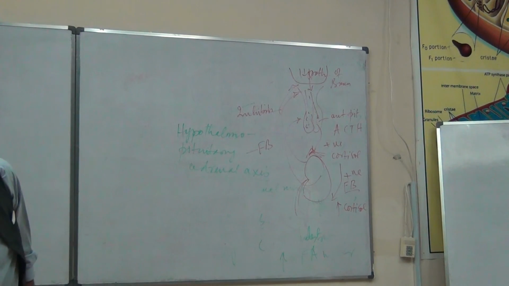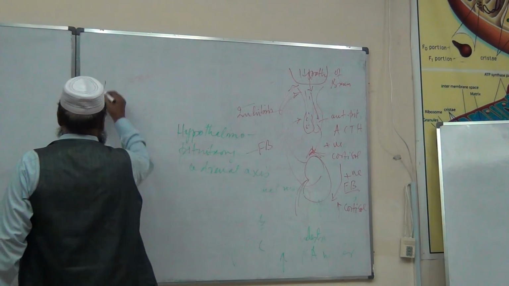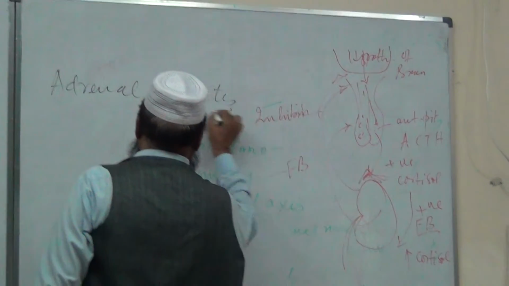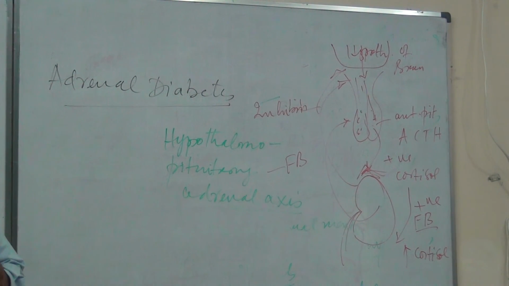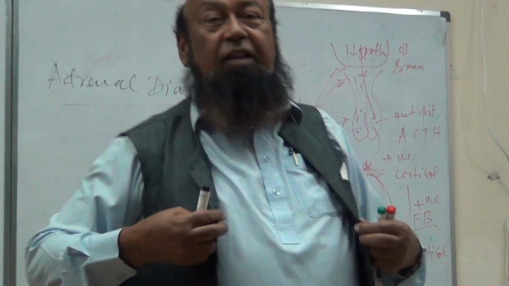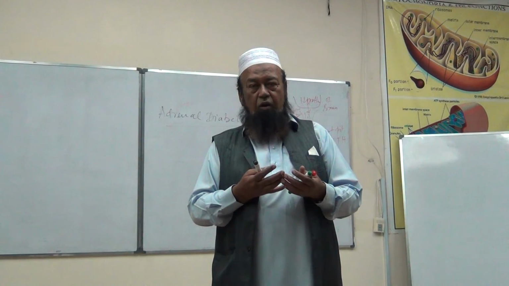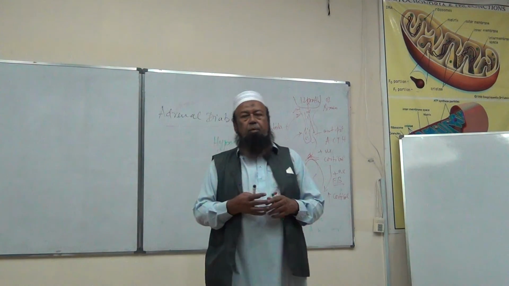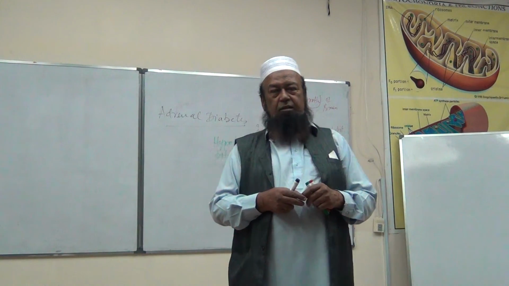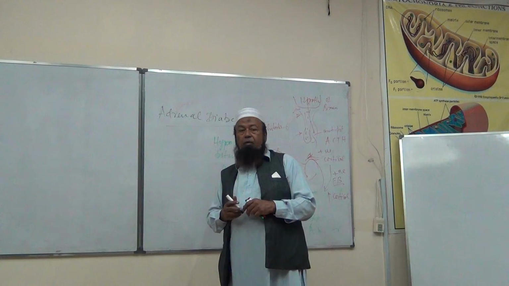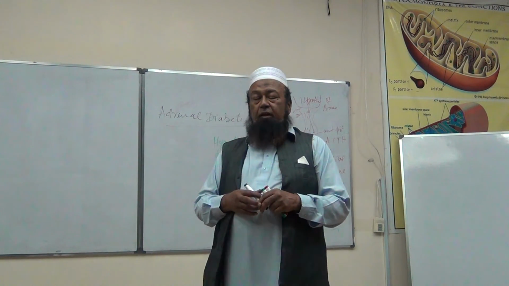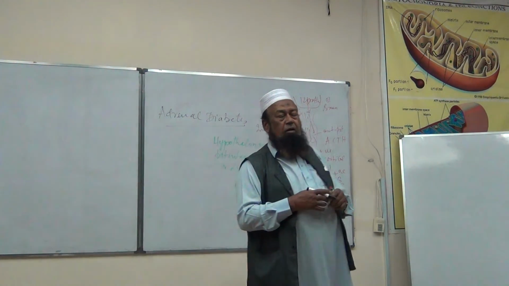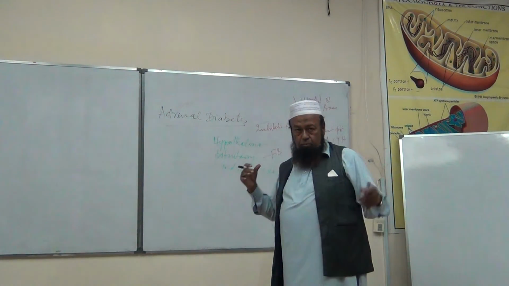And another interesting thing is adrenal diabetes. You are familiar, my dear students, with diabetes mellitus, one of the most important diseases. Every fourth person in our setup is suffering from diabetes mellitus, and this is classical pancreatic diabetes, type 1 and type 2, in which the beta cell mass is decreased and they are not releasing more and more insulin.